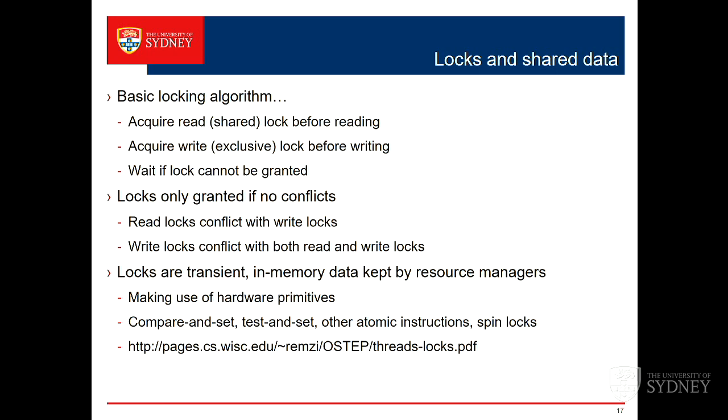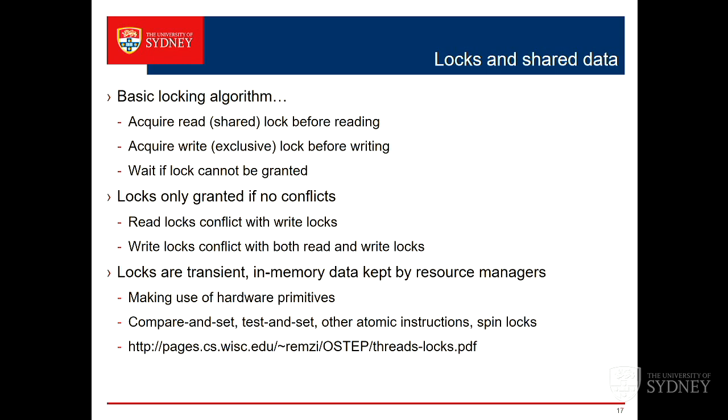We can only grant a lock request if it doesn't conflict. And read locks conflict with write locks. So I want to read something, but someone's already got a write lock on it, which means they're planning to update it. So I obviously can't read it because they haven't updated it yet. So read locks and write locks conflict. And write locks conflict with both read locks and write locks because someone else is already wanting to write it, therefore they own it. And I can't read it because it's in flight as well. So someone's got to go and look at what locks are there and whether this lock is allowed.